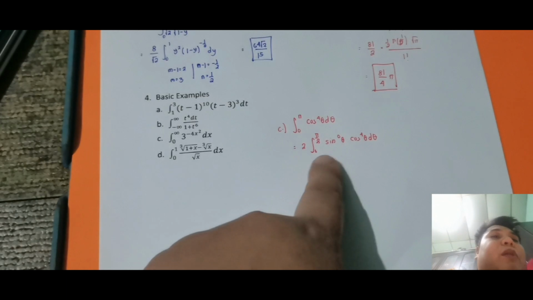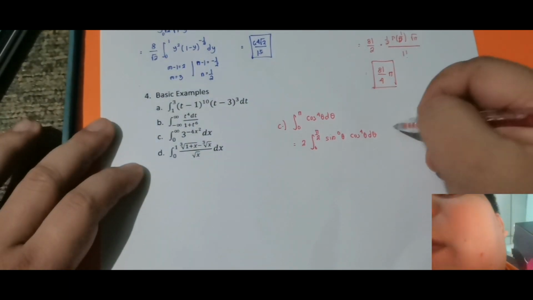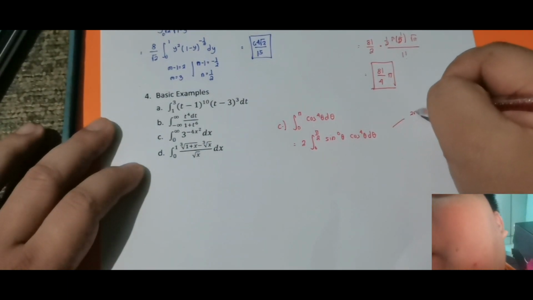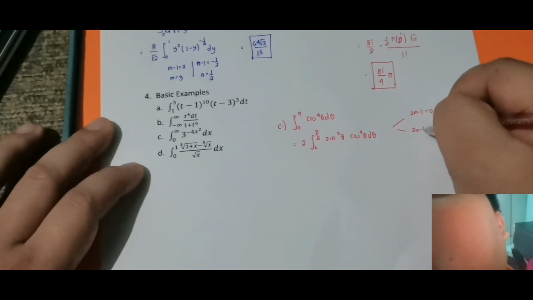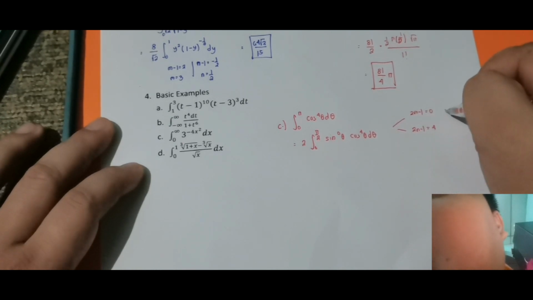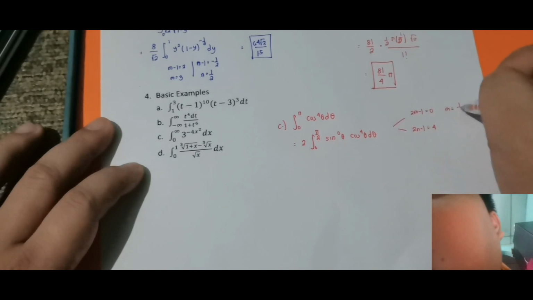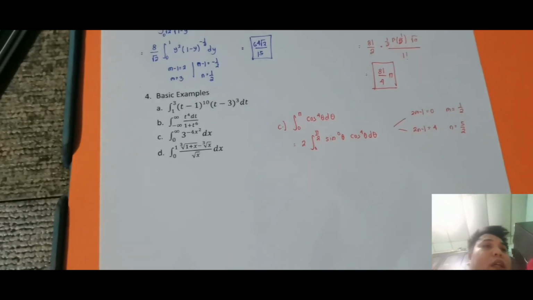Okay, so in that case kita mo na yung value. So dito lalabas ano yung m? Yung 2m minus 1 is equal to 0, tas yung 2n minus 1 is equal to 4. So ano yung m dito? M natin dito is just 1 half. Yung n naman natin dito is just 5 over 2. Okay, so ganun yung nangyari.